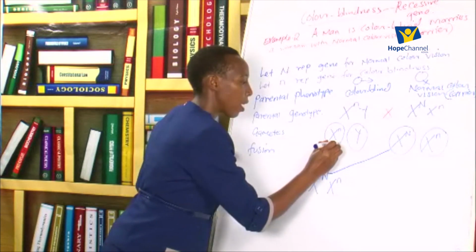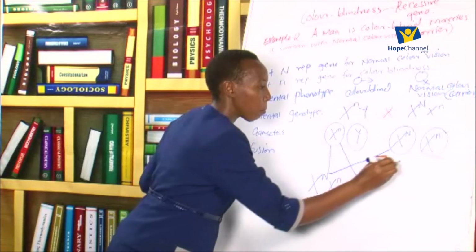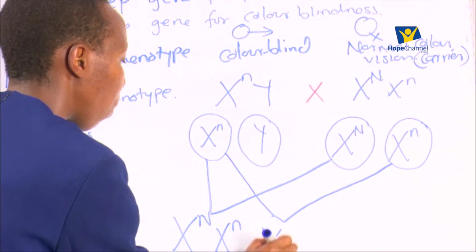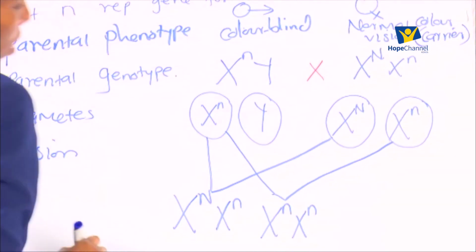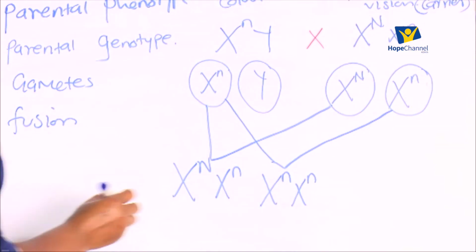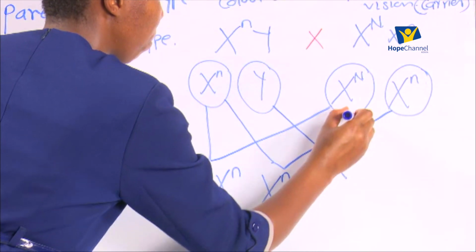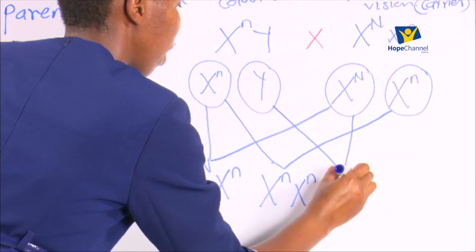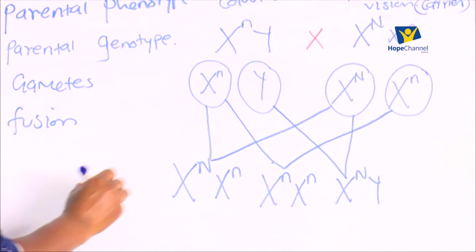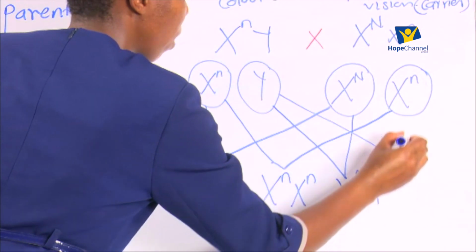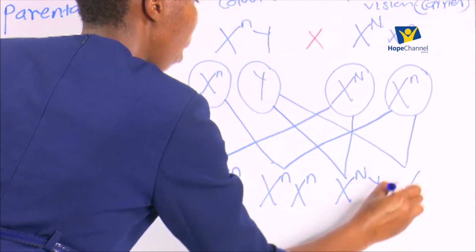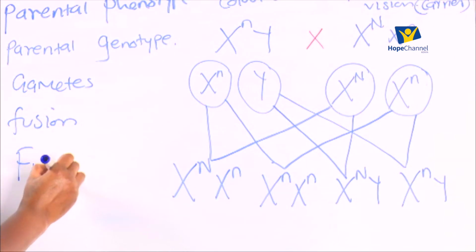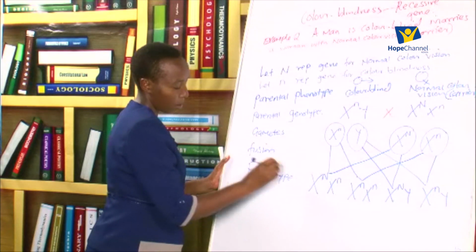Number 2, there is another possibility that these two gametes will fuse. Then we are going to form X. All of them carry the recessive gene. Then we have this gamete fusing with this gamete. Then we are going to have X and Y. That is a boy. And lastly, the 4th chance is that we are going to have a boy who is colorblind. So that is our F1 genotype.